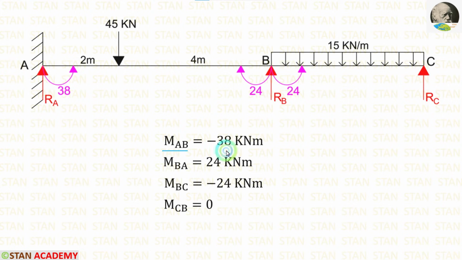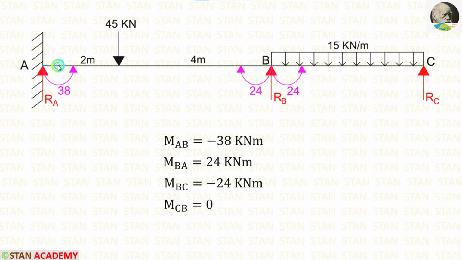For MAB, we have got a negative value. That means it is acting in the anti-clockwise direction. For MBA, we have got a positive value. That means it is acting in the clockwise direction. For MBC, we have got a negative value. That means it is acting in the anti-clockwise direction. Now let us calculate the vertical reactions.